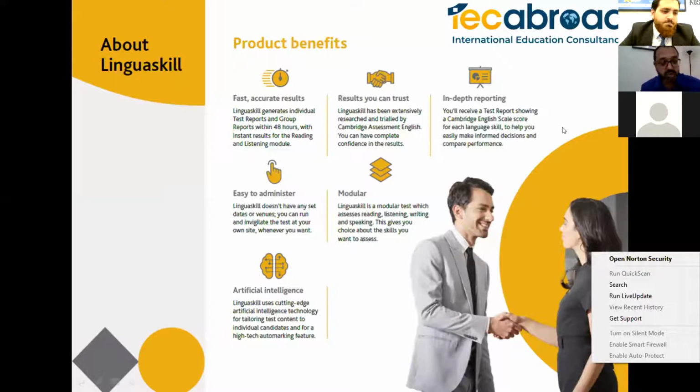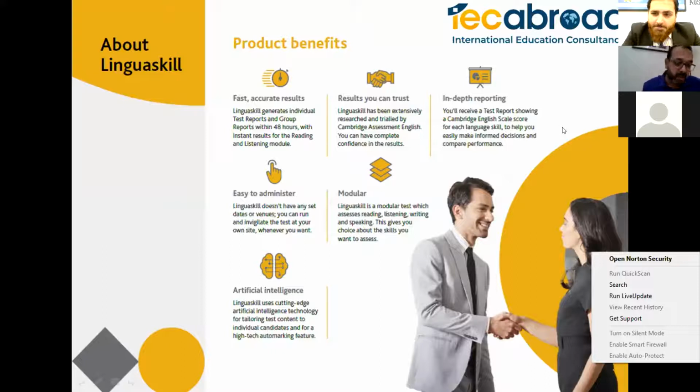Modular test, for those who do not know about the modular: modular is the best part of Linguaskill. It comes with two skills by default, listening and reading. If you would like to add a third skill, you can choose speaking or writing. So you can pick and choose. First skills, reading and listening, come by default. On the third skill, if you like, you can choose speaking or writing. So it is a modular test. You can go only for the two modules as well, or only for writing, or only for speaking to improve your level.